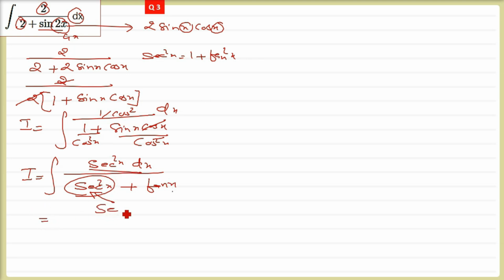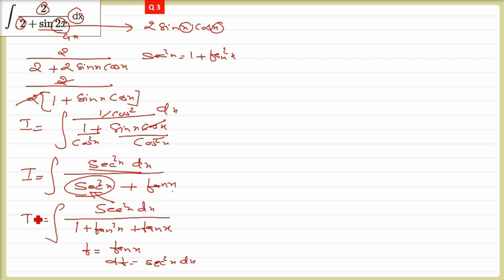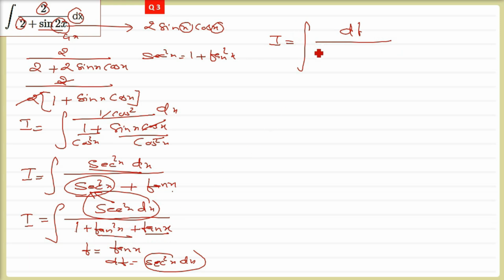So now this sec square x dx remains like this. The denominator sec square x, we are changing it as 1 plus tan square x. So 1 plus tan square x, and the tan x was already there. Let's write t equal to tan x. When you differentiate this, dt by dx is sec square x, so dt equals sec square x dx. So we have the numerator now. The numerator will be dt. The denominator will have 1 plus tan square x plus tan x. Wherever tan x is there, replace it by t. So 1 plus t square plus t.